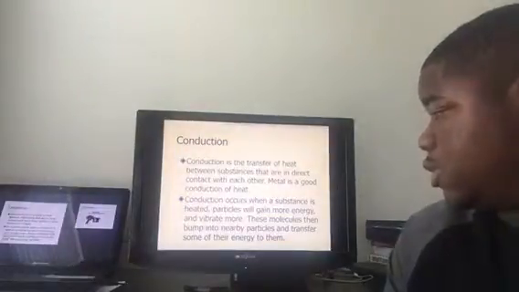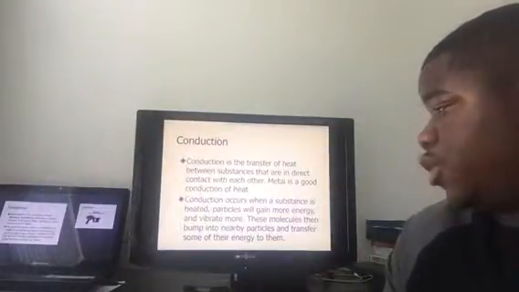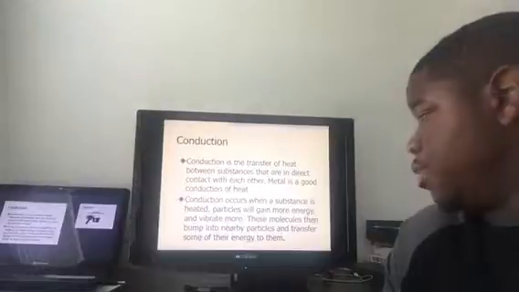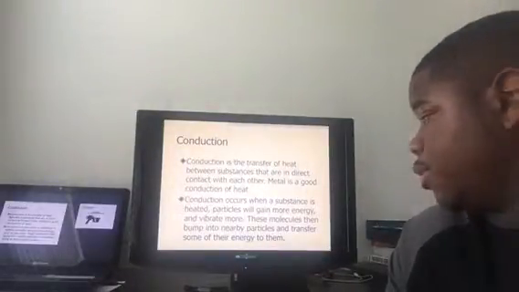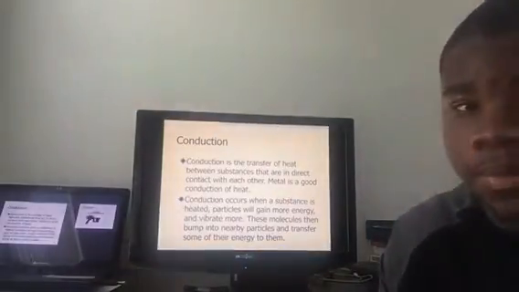Conduction occurs when a substance is heated. Particles will gain more energy and vibrate more. These molecules then bump into nearby particles and transfer some of their energy to them.